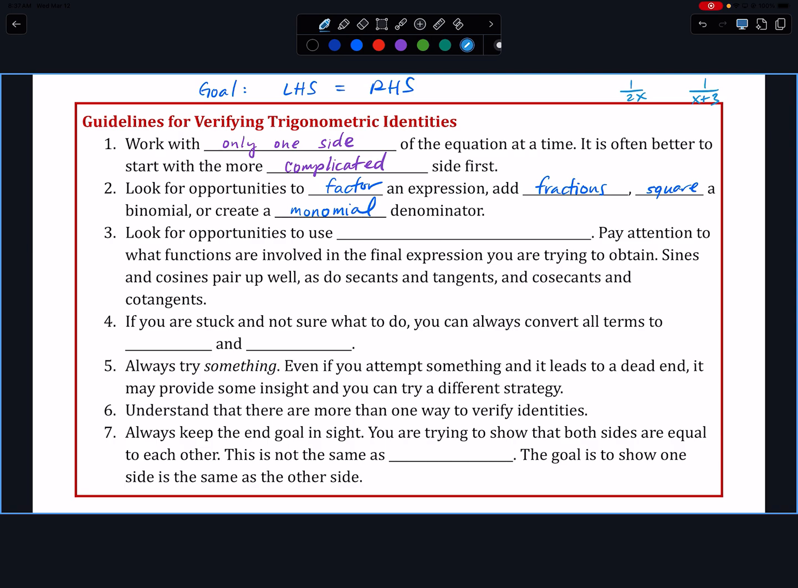Look for opportunities to use your fundamental identities. So that big box that you guys have, pay attention to what functions are involved in the final expression you're trying to attain. So pay attention to what you're trying to get to. So highlight this. If you can, try to create sines and cosines because they pair up well, as do secants and tangents, as do cosecants and cotangents.